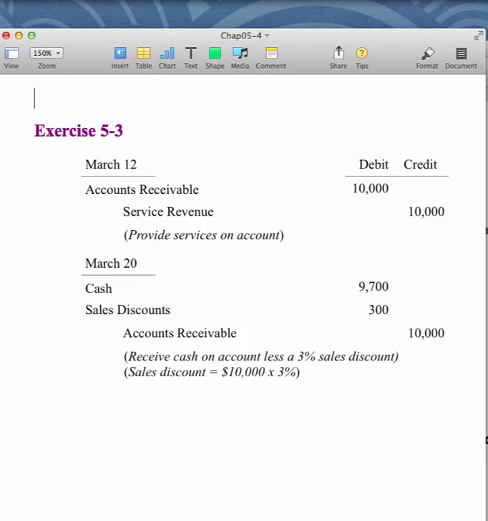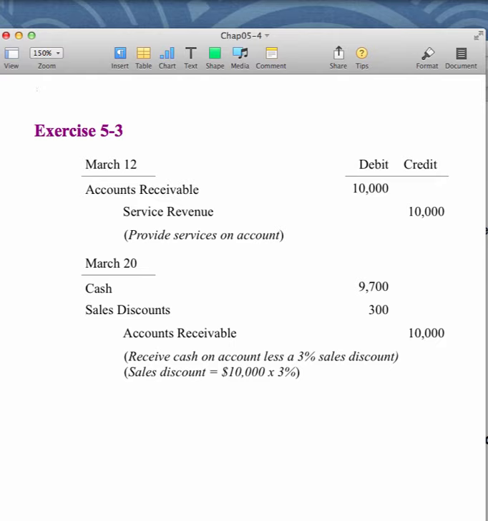So on March 20th, Grace Hospital paid within the 10 days. So Grace Hospital took the 3% discount and paid $9,700. Cash is recorded at $9,700, and then accounts receivable has to be written off at the full amount, $10,000, and the difference is recorded in a sales discount account.